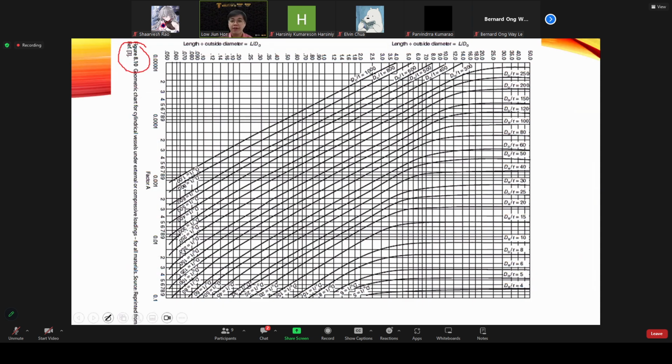This is actually taken from the reference book. You see, here are the ratios, and based on these two ratios, you can determine our factor A on the horizontal axis here. This chart will be provided during the final exam if you want to use the chart or graph here to determine factor A.